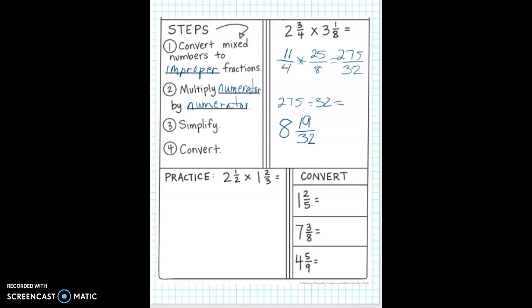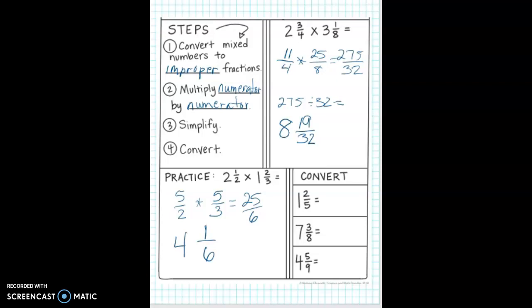Here's another one. 2 1/2 times 1 2/3. 2 1/2, 2 times 2 is 4, plus 1 is 5. So 5 halves. Times 3 times 1 is 3, plus 2 is 5. 5 thirds. Multiply across, I get 25/6. 6 goes into 25 4 times. 6 times 4 is 24, so I need to do 25 minus that 24, which means I'll have 1 out of 6 left over. That is simplest form, so that is my final answer.